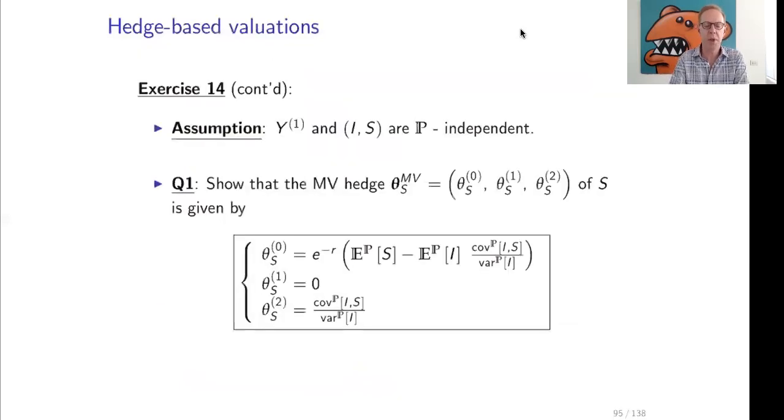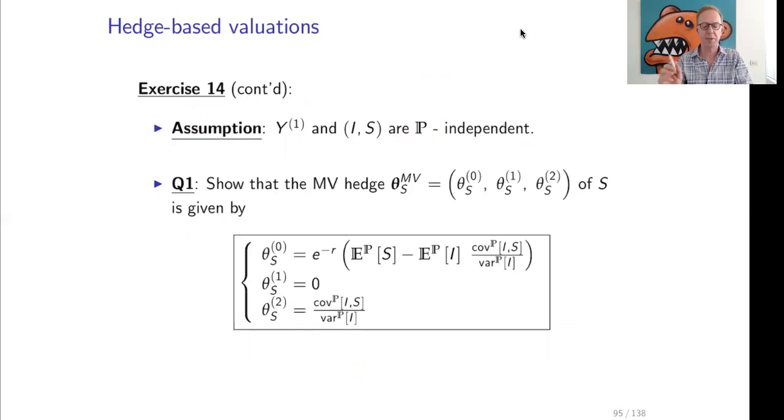Now we assume that Y1 and (I, S) are independent under P. What does that mean? It means that the stock market on the one hand and survival in the insurance population and in the national population, they are independent. Stock is independent of survival.